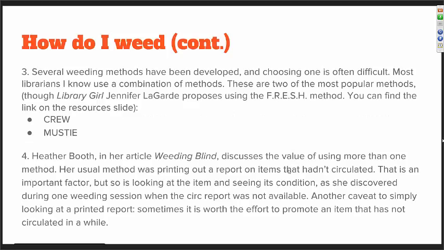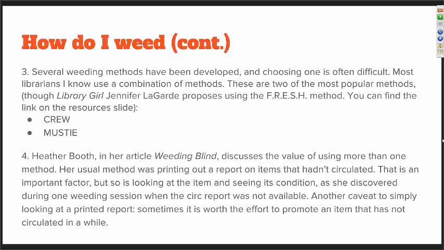So how do I weed? Continued. Number 3, several weeding methods have been developed, and choosing one is often difficult. And so most librarians do use a combination of methods, and one is the CREW method and one is MUSTIE. And I'll talk about those in just a second. Also Heather Booth, in her article Weeding Blind, I have a link to it on the resources slide, discusses the value of using more than one method.